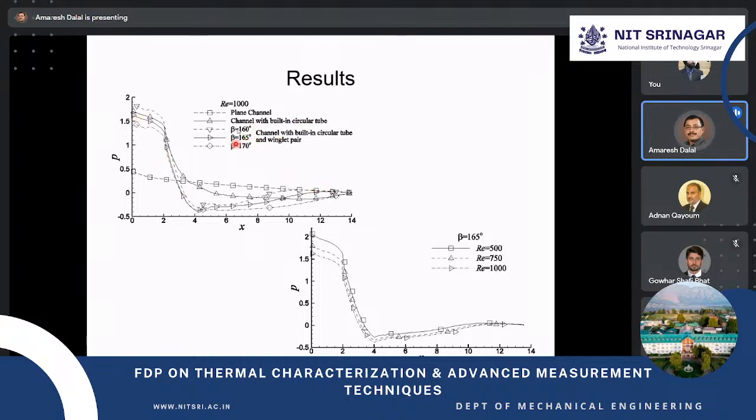And with beta, obviously due to the placement of the winglet at beta equal to 160 degree, we are getting the higher pressure drop, because you can see 160 degree. And this is for different Reynolds numbers, 165 degree, and as I told, as Reynolds number increases, your pressure drop decreases, so that you can see from here.